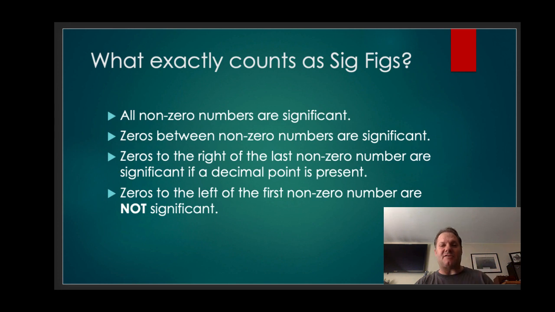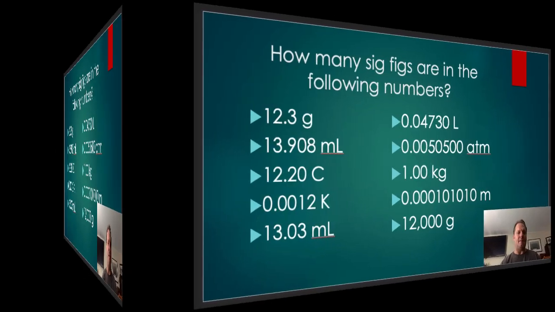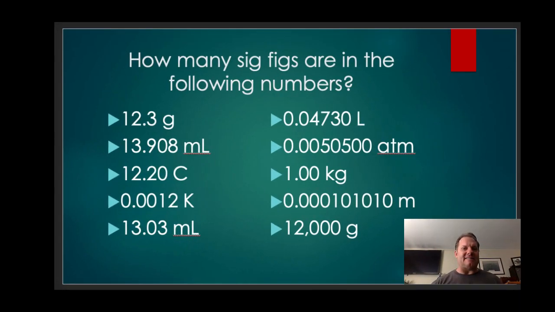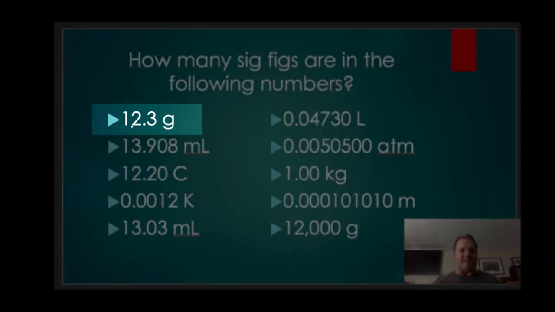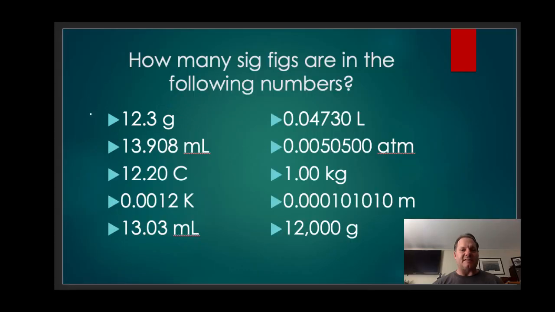So you guys could pause this for a second, write this down. This is going to be important for you to know. So let's take a look at this data right here. What are the significant figures? How many of these numbers that I'm looking at here are significant? So 12.3 grams. First rule says all non-zero numbers are significant. So this represents 3 sig figs. There are 3 significant figures.